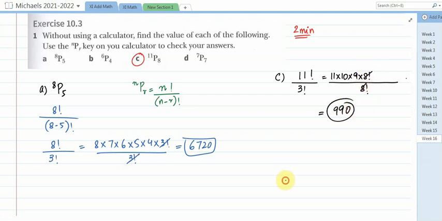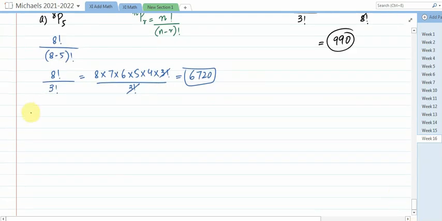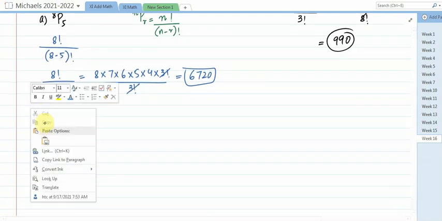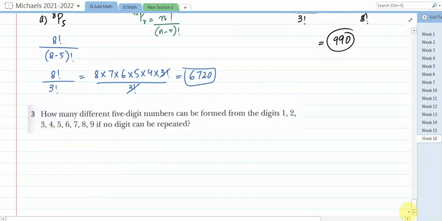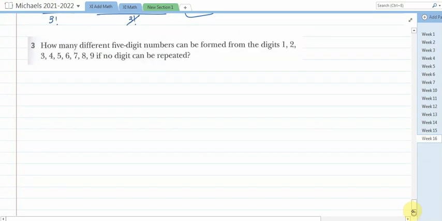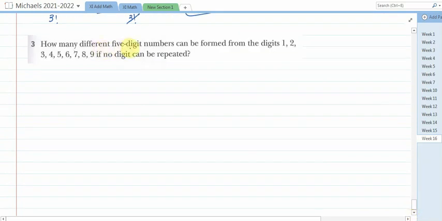After this question, moving on to the next one, it's question number 3. And the concept is almost same we had discussed in the example. How many different 5-digit numbers can be found from the digits 1, 2, 3, 4, 5, 6, 7, 8, 9, 10? No digit can be repeated. Alright. So we are looking for 5-digit numbers. So what I'm doing, 1, 2, 3, 4, 5.